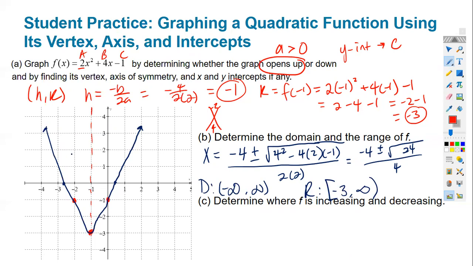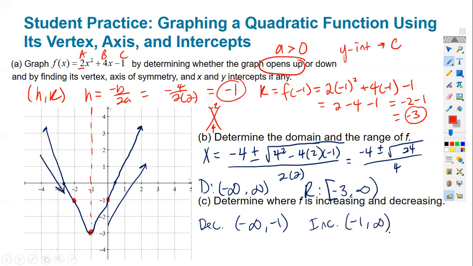You read a graph like you read a book from left to right. So from left to right, what am I doing here? Decreasing. So I decrease from negative infinity up until where my axis of symmetry is, which is -1. It's always based off of your x. And then I'm going to increase from -1 to infinity. Okay. We did have to use a standard calculator to help us with the square root, but other than that, you graph solely by yourself. Does that make sense?